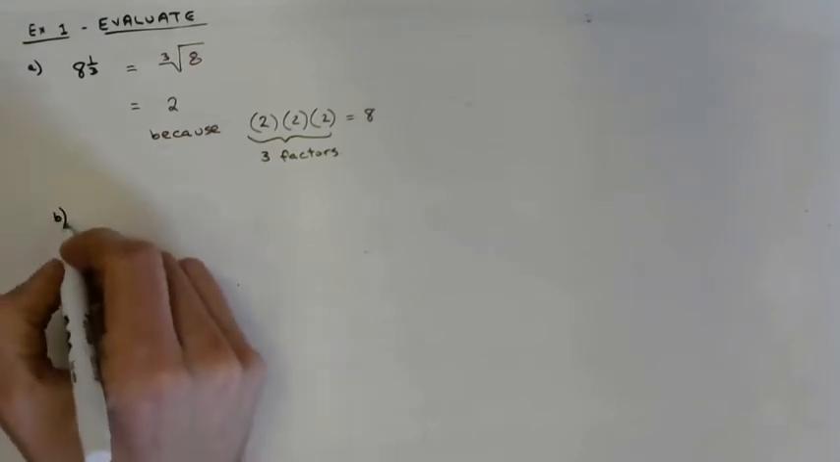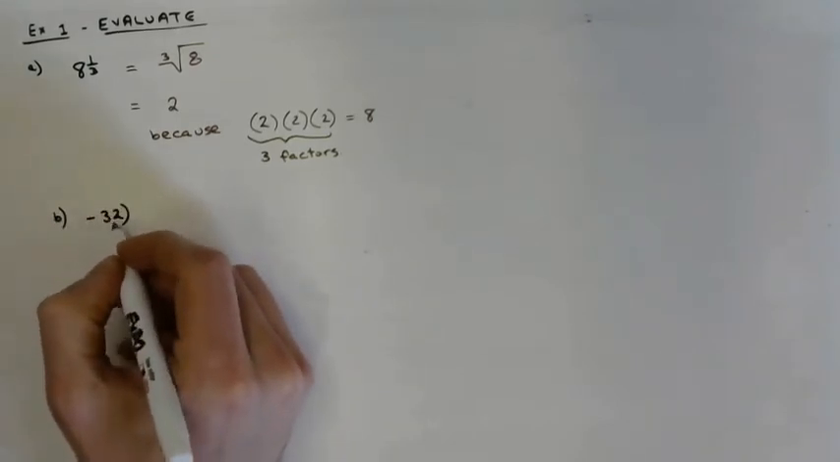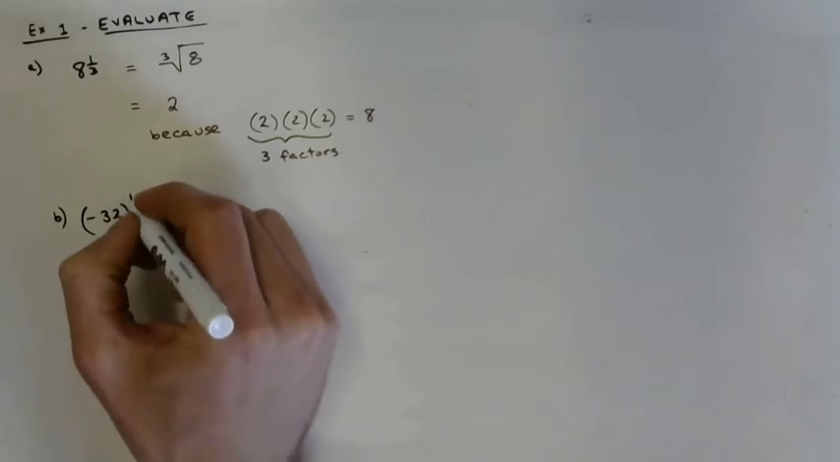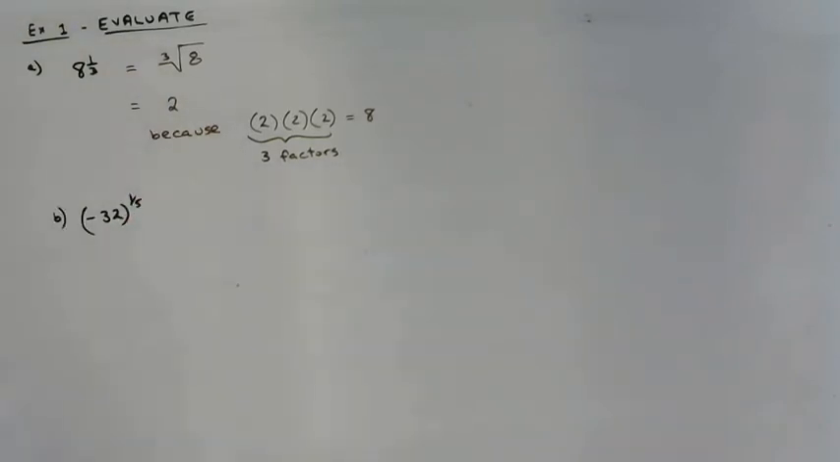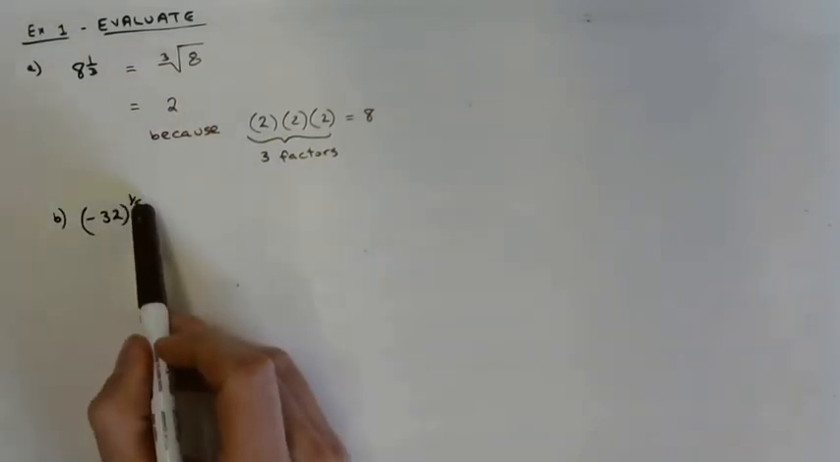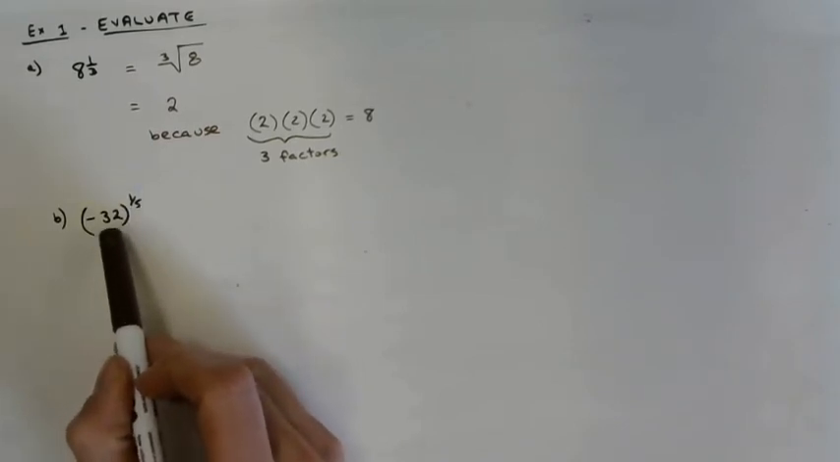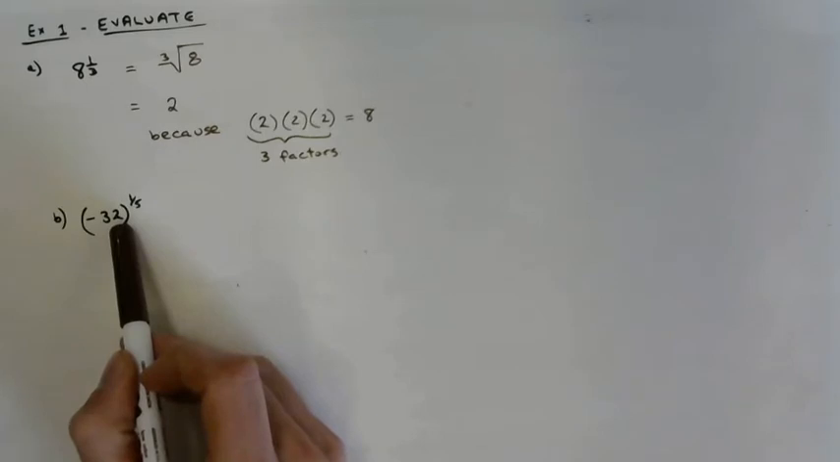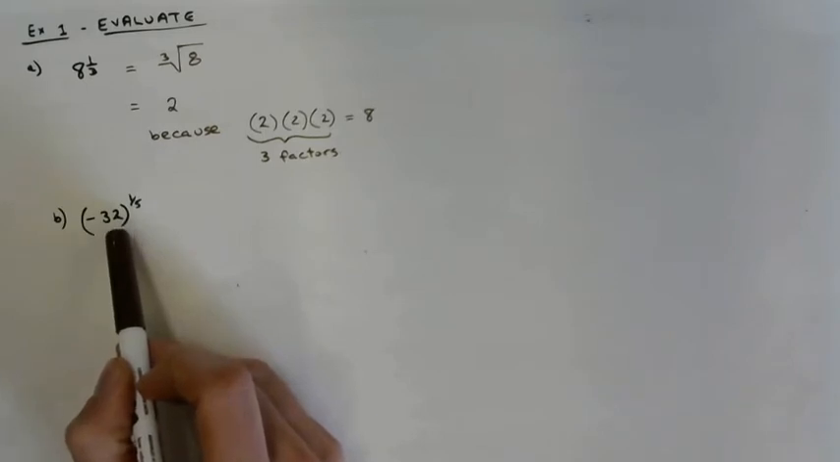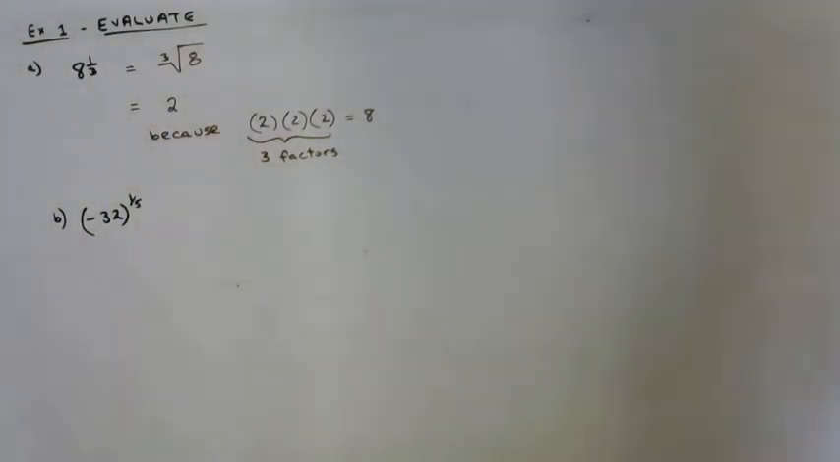Second one. In the second one, we're dealing with a negative base, and the exponent is rational. It's 1/5. So we're looking for the 5th root of negative 32. That's C. B is negative 16. Either way, let's do this one next. We'll do C first.